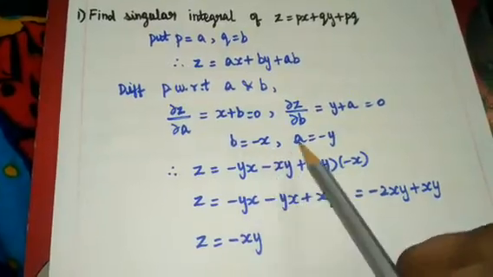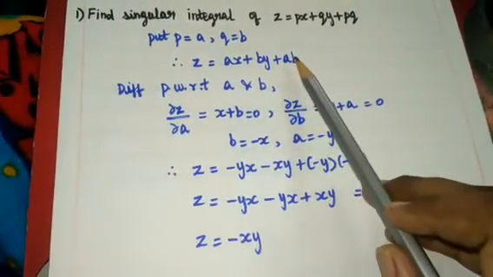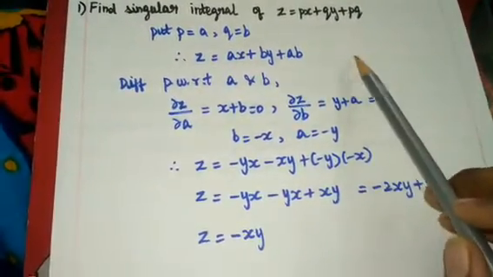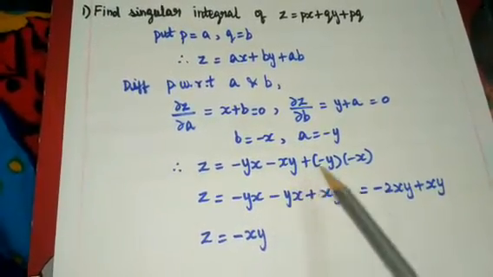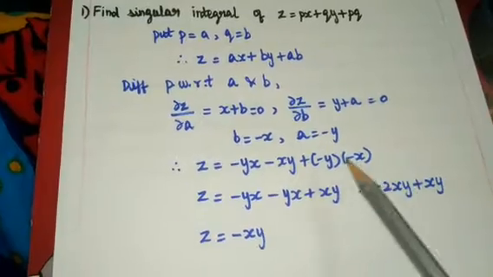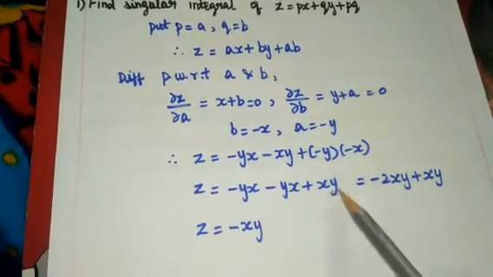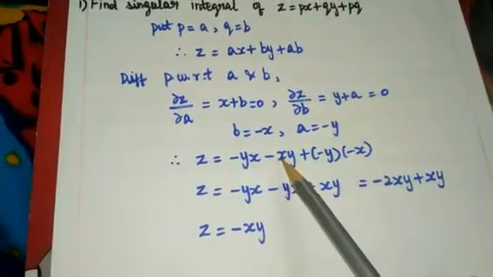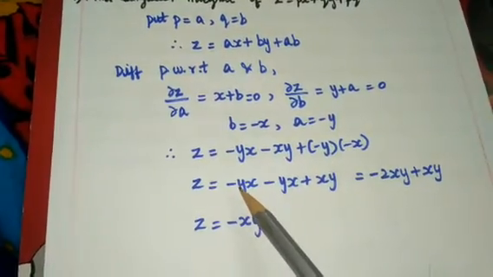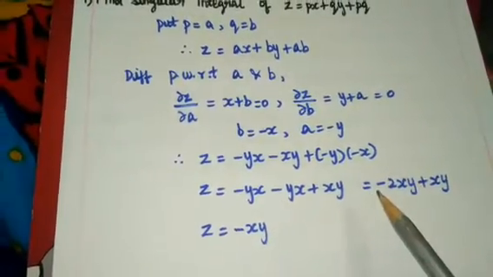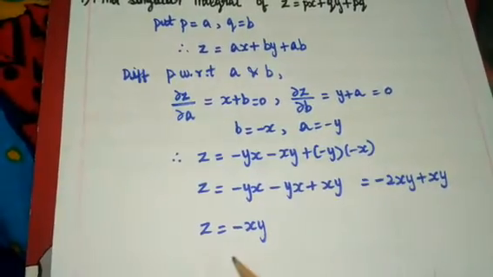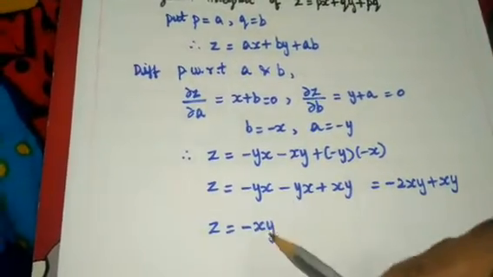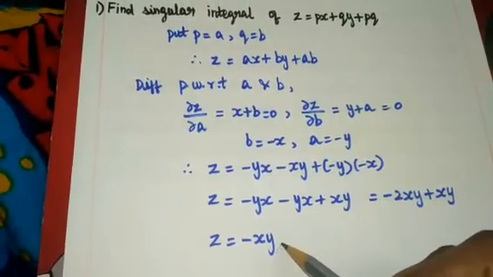So substitute this a and b in the complete integral equation. Therefore z is equal to minus yx minus xy plus minus y into minus x. So minus into minus is plus, therefore plus xy. Here minus yx, this is also minus yx, so we add this, therefore it becomes minus 2xy plus xy. So when we subtract, it becomes z is equal to minus xy. This is the required equation.